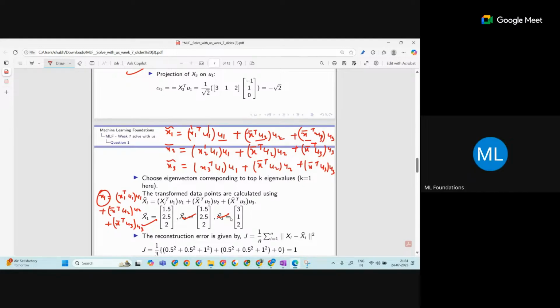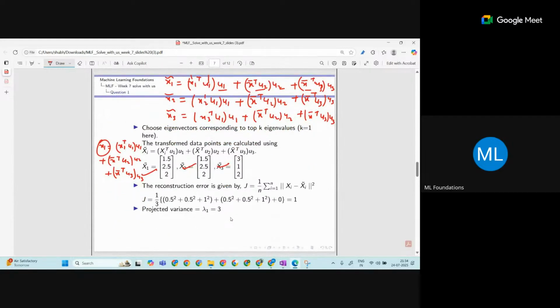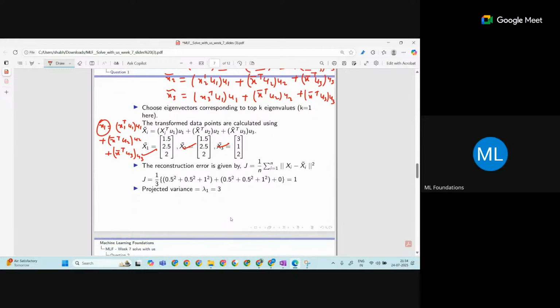Now sometimes the question would be asked: find the reconstruction error. So how will we get that? Simply, because this is your now reconstructed vector. From the original one, x1, this is your original, it's given, and the reconstructed one, subtract them, find the norm of it, and square it. This is the first one. Similarly for the second one, second reconstructed, find the norm and square it.